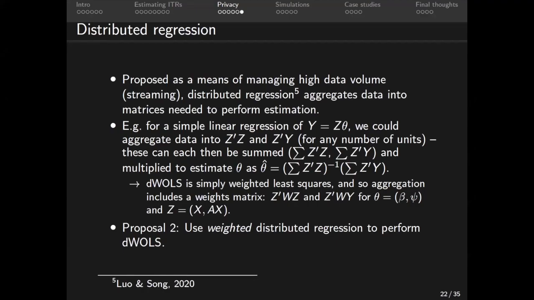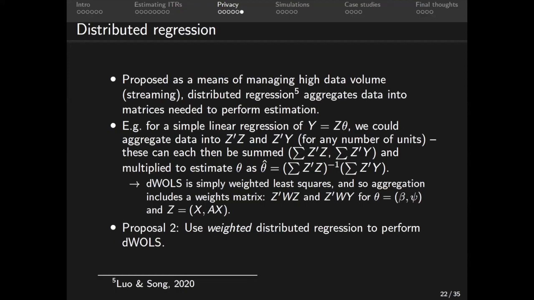So it seemed pretty straightforward to apply this in a dWOLS context, although we don't have quite the same equivalence. The reason we don't have the same equivalence is because I'm doing a weighted regression. When I'm doing a weighted regression, I still am passing two matrices from each of the data centers to my sort of central analysis site.